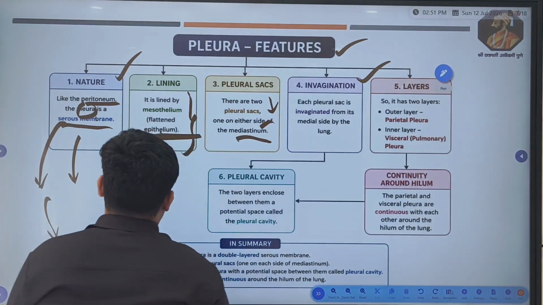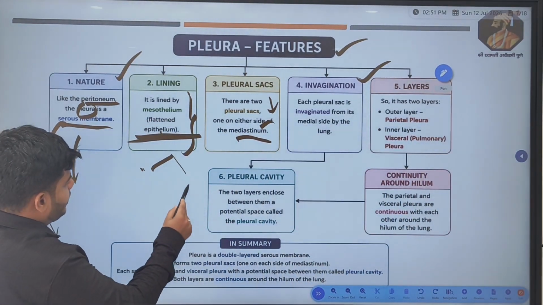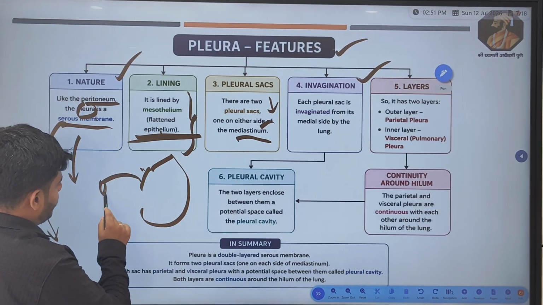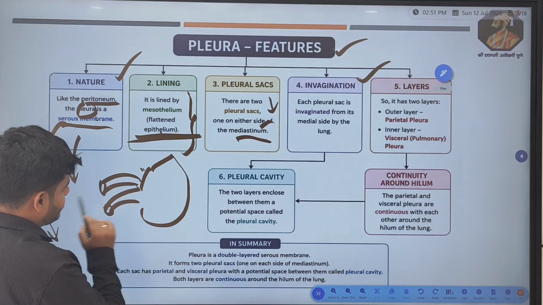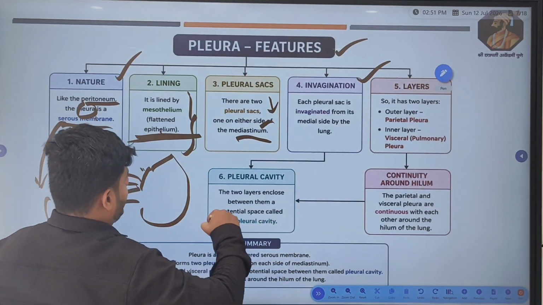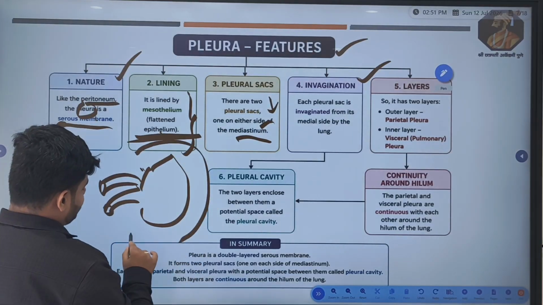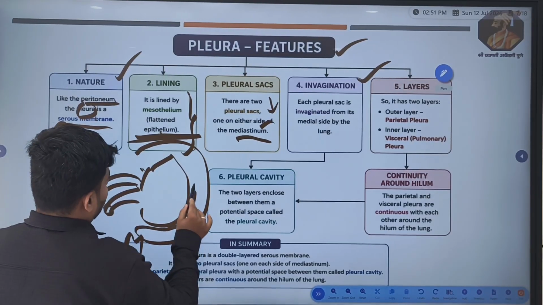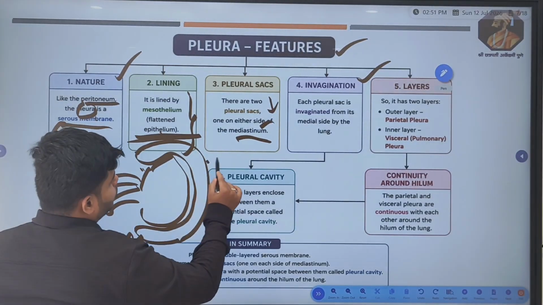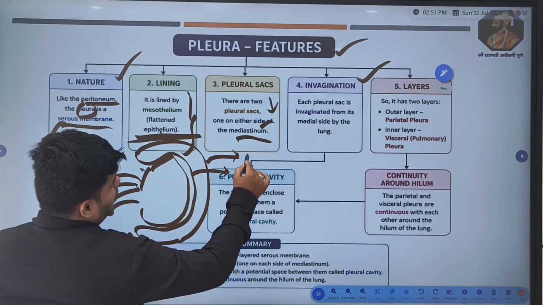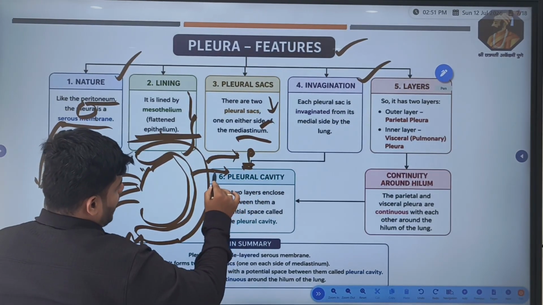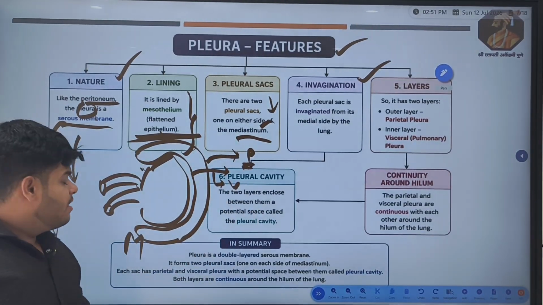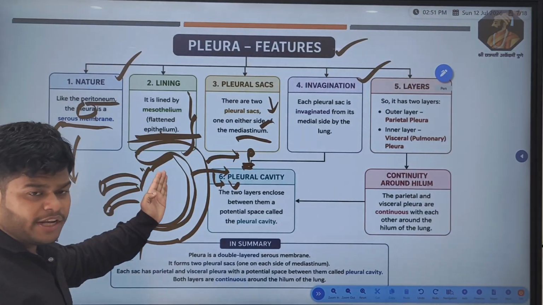Now let us understand this concept by drawing a lung. Let us assume that this is a lung, and here there is a root of the lung, or hilum of the lung, from where the blood vessels come out. The pleura is evaginated from the medial side by this root of the lung, and it again goes back. So this forms the two layers: this is the parietal layer, which is the outer layer, and this is the visceral layer, which is the inner layer. The visceral layer is also called the pulmonary layer because it is in contact with the lung.